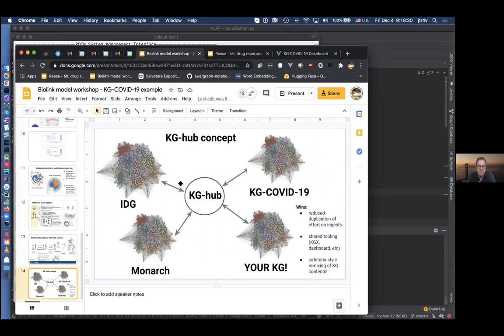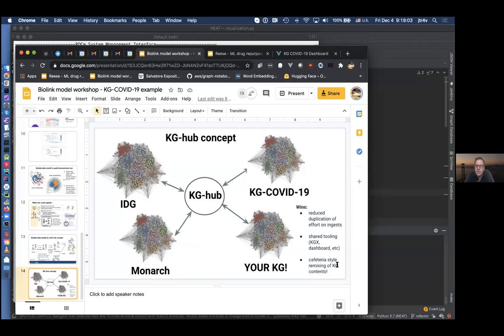I'll give you graphically what my idea of this KG Hub concept is. Well, our idea, I should say. These are projects that we have that are loosely aligned, and you can use a lot of this tooling. There's the IDG project, Monarch project, KG COVID-19, and we'd encourage other people, if they're interested in aligning to this way of doing things, we definitely want to work with you on that.